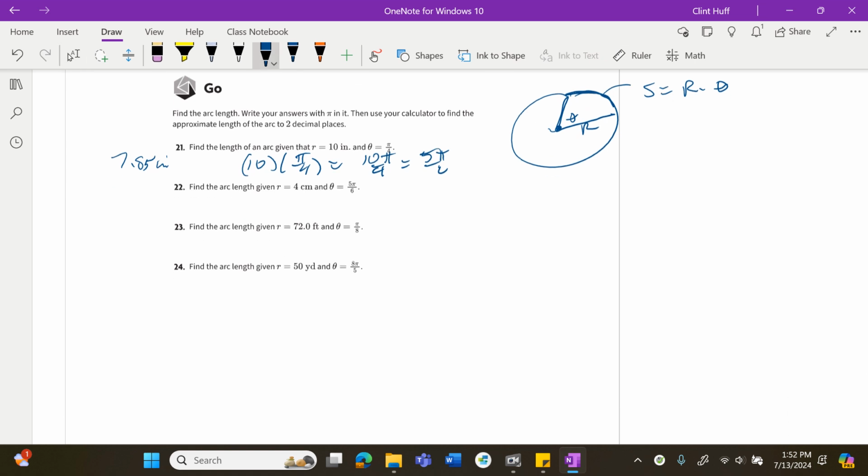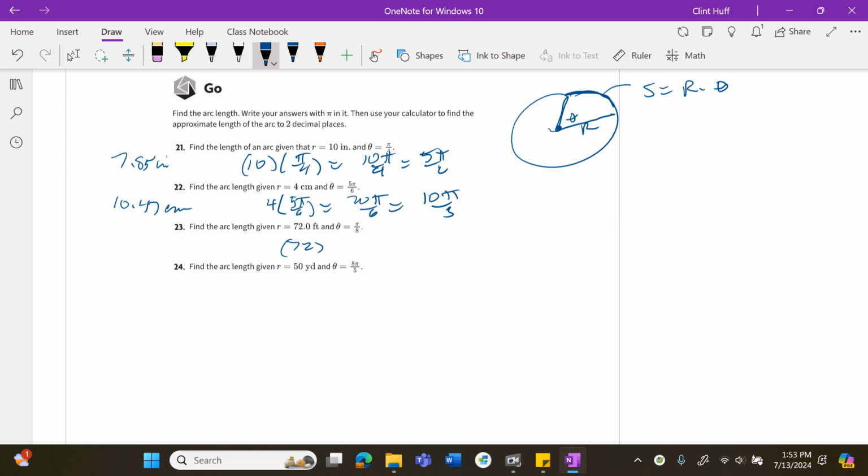Excuse me. On number 22, r is 4. Theta is 5 pi over 6. That's 20 pi over 6, better known as 10 pi over 3. Into the calculator to 2 decimal places, 10.47. And these are centimeters.